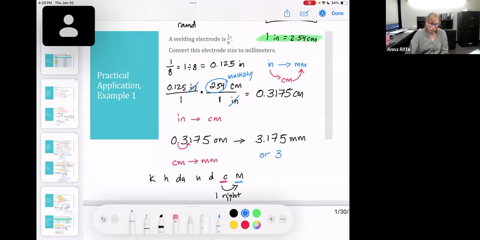Or if your problem in Canvas happens to ask you to round, you would round to 3.18 millimeters if it asks you to round to the nearest hundredth of a millimeter, or to 2 decimal places. So we can, at times, mix what we talked about last time with the unity fractions as well.